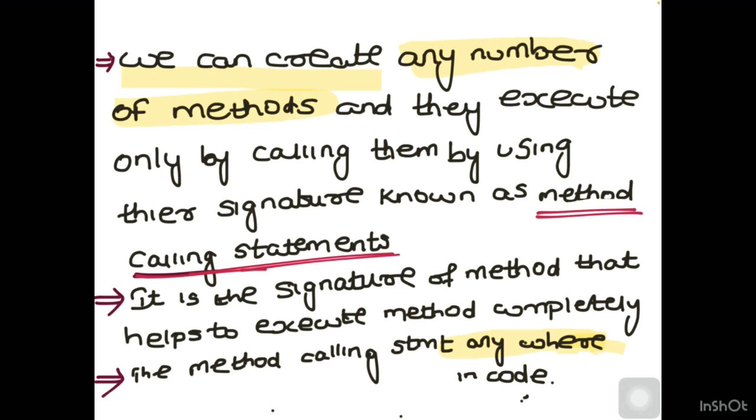If I return the logic at the end, I can call it at the starting of a program. It doesn't mean it gives an error, as it is the signature of a method that helps to execute completely. When a method signature or method calling statement is encountered, the entire logic present in the method will execute. The method calling statement can be anywhere in the code, it may be first, in the middle, or last. Once defined, we can use it n number of times. See here, we will see the program.